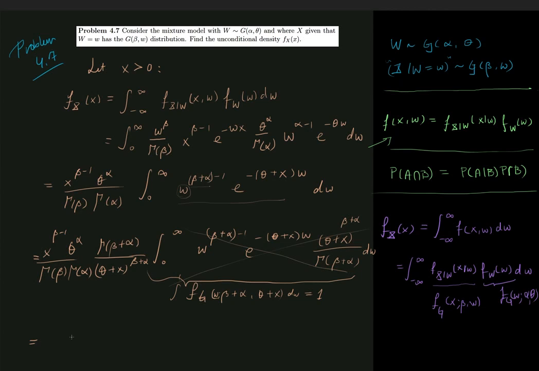So in the end, what do we have left? We have gamma of beta plus alpha divided by gamma of beta multiplied by gamma of alpha, and then multiplied by x to the beta minus 1 multiplied by theta to the alpha divided by theta plus x to the beta plus alpha. One thing that you might notice, if you have been looking at the Pareto distribution, is that this looks like something Pareto-like if we only look at this part. And in fact, this density is called the density for the 3-parameter Pareto distribution. It almost sounds like a rap. So this is the density for a 3-parameter Pareto distribution.